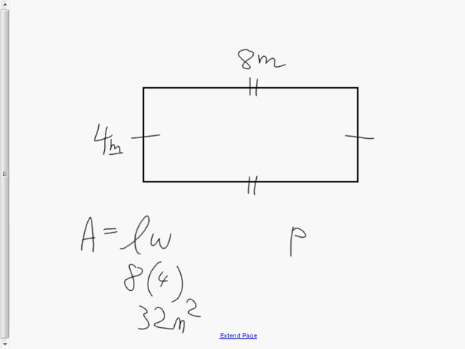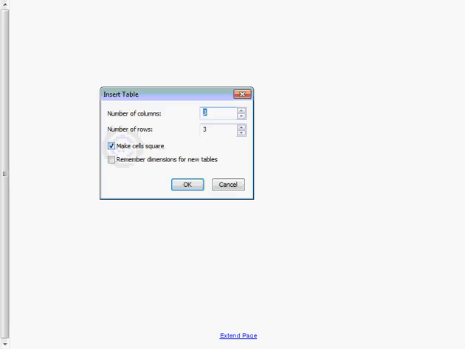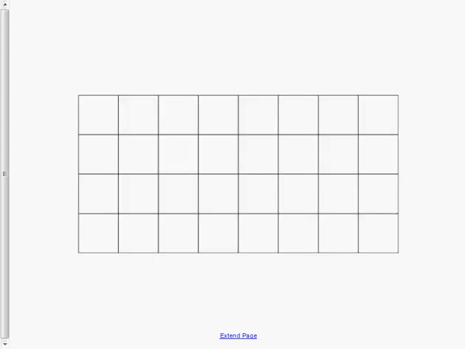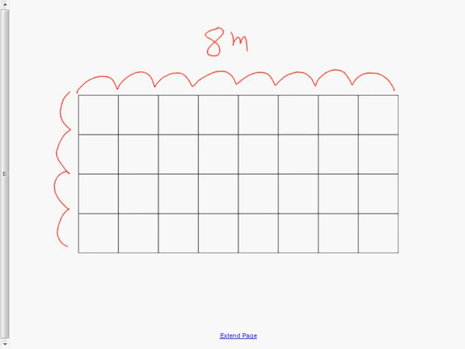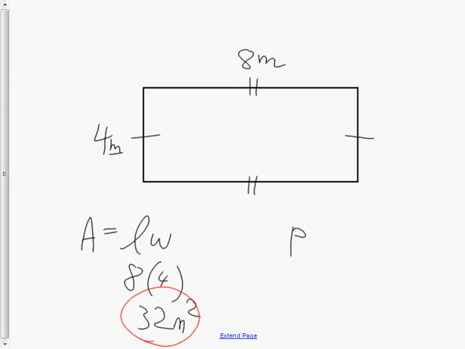Hang on one second. If you want to know why it's meters squared and not meters, I can make a table. So I can draw a custom table. We'll go 8 columns. Oh, that's 9 by 4. I'll press OK. And there's our 8 by 4, okay? So this is 1, 2, 3, 4, 5, 6, 7, 8 meters this way. And it's 4 meters this way. And you can see that this right here is actually 1 square meter, right? It's a meter by a meter. So if we think about that area, we would have 32 square meters inside there. And that's why the area of that rectangle is 32 square meters.